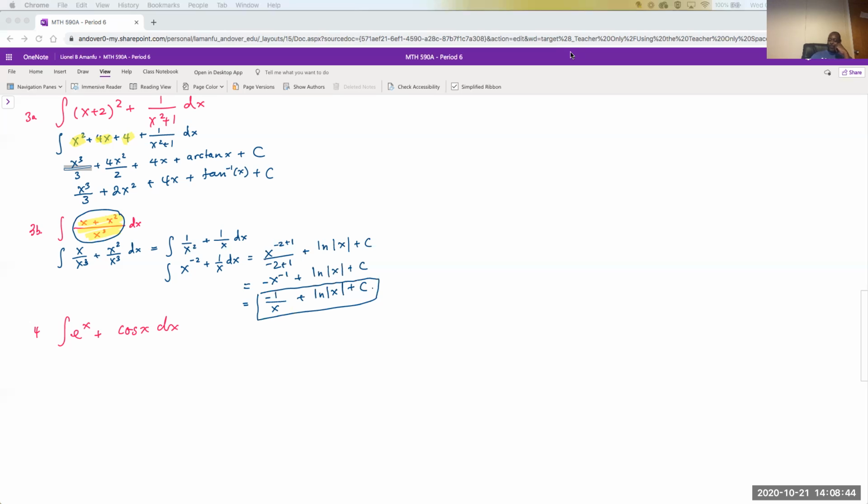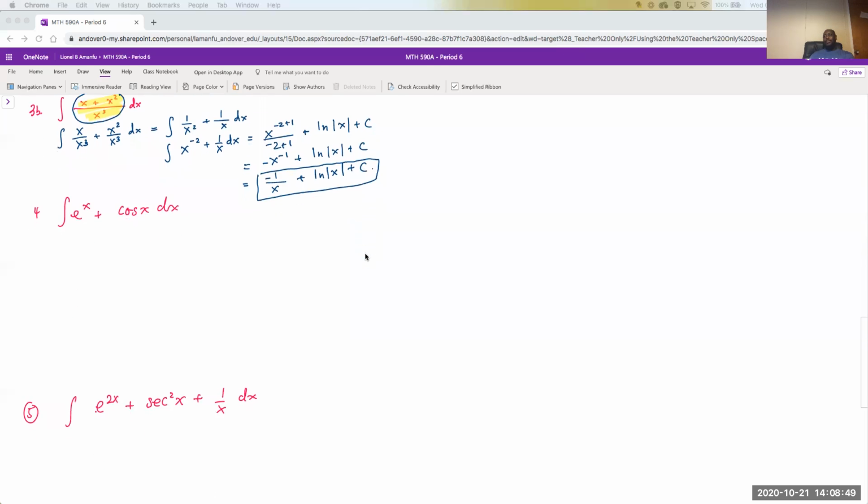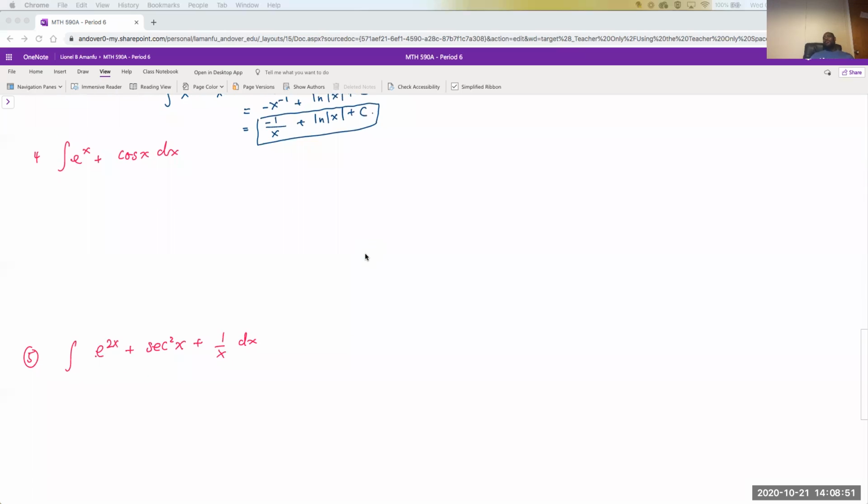Number 4 says that you have e to the x plus cosine x. When you find the antiderivative of e to the x, it's itself. And can you come up with a trig derivative whose outcome is cosine x? The derivative of sine is cosine, so this has to be sine x. And don't forget your plus c.